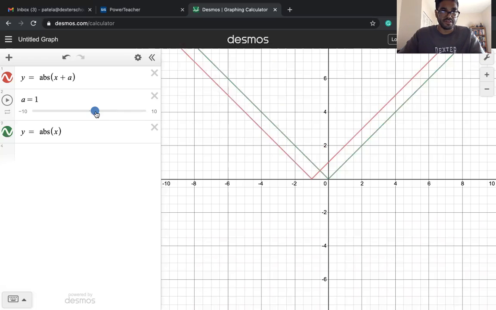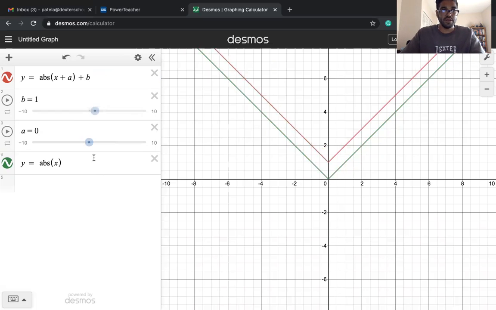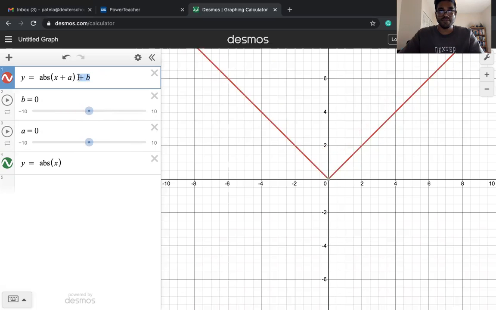So now let me reset this back to 0. So now we should be back to our parent function. And now what happens if we add a number on the outside, like problem 2 at the bottom there, where we have the absolute value of x plus 2? Okay, so now look what happens if I move this number on the outside, this b.